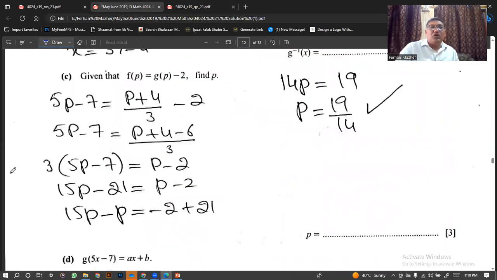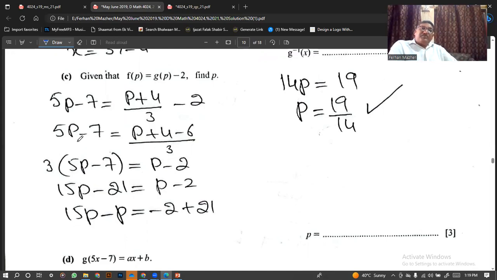Okay. So in those functions, we will just substitute x with p. So f of p will be 5p minus 7 equals g of p, that will be (p plus 4), the whole thing divided by 3, and then we have minus 2. Now I will take the LCM on this side. So 5p minus 7 equals (p plus 4 minus 6), the whole thing divided by 3. This 3 will come on this side and multiply with the left side. So it will become 15p minus 21 equals, this will become p minus 2.